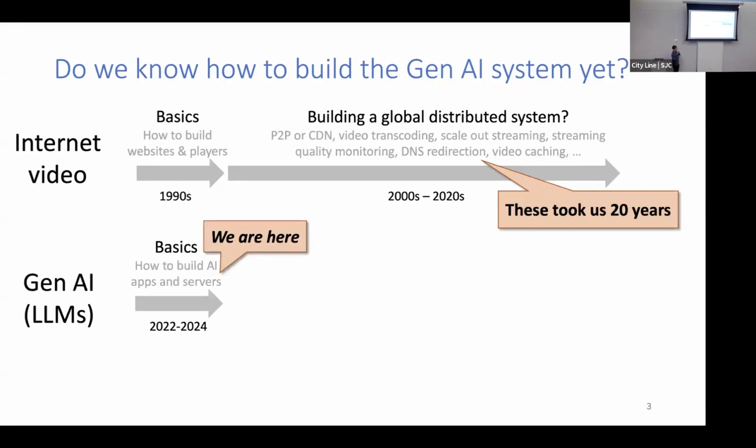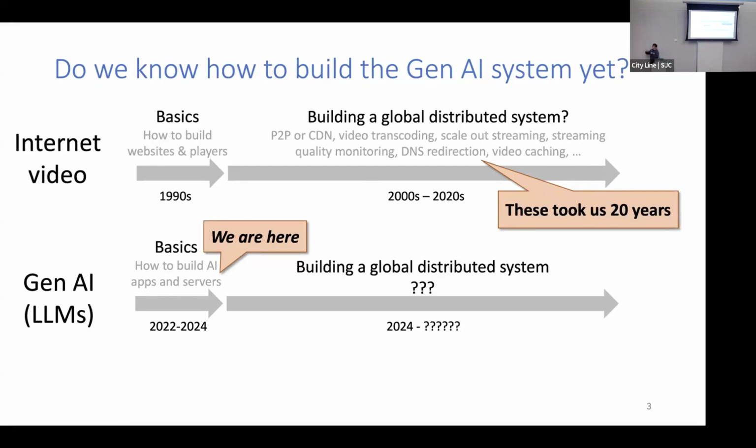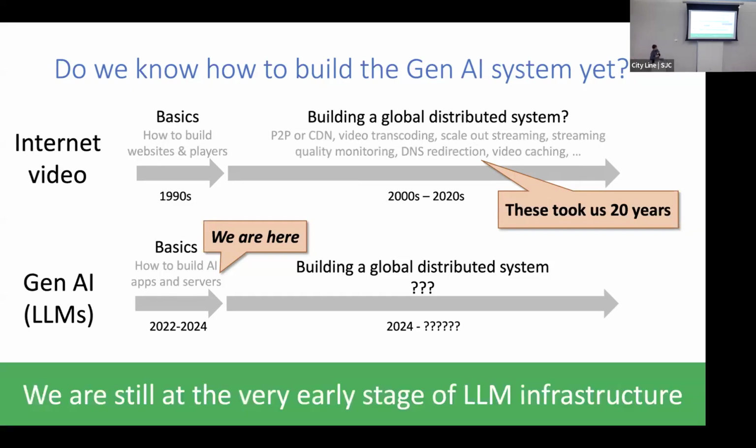Now, if you think about generative AI, especially large language models these days, people just started working on how to build applications and how to build one single server to speed up one single request. So that's where we are today. And I believe there's still a long way for us to figure out the best way to build internet-scale global distributed systems for these large language model applications. We are still at a very early stage in building the systems for this large language model ecosystem, and there's a lot of work to do.